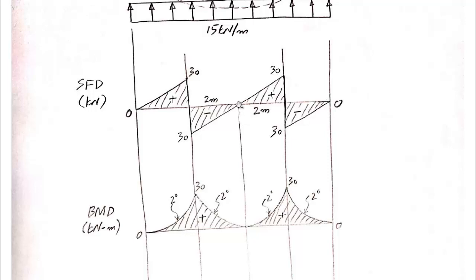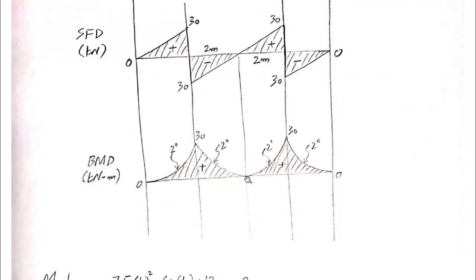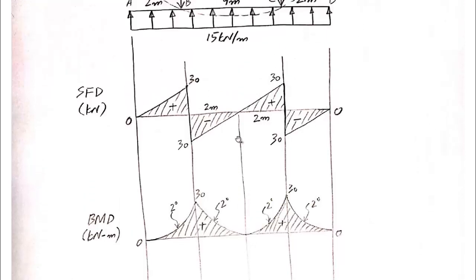So we have a point of zero shear here. We will draw another guideline here and calculate the value of bending moment corresponding to this point. Now this time the situation is symmetrical. 30 is the ordinate on this side and 30 is the ordinate on this side. So the location of this point is not a problem.